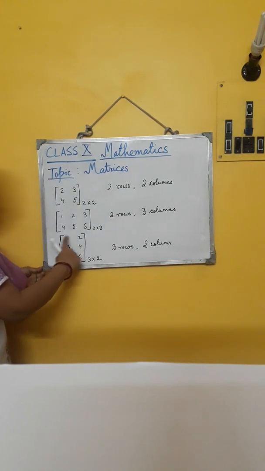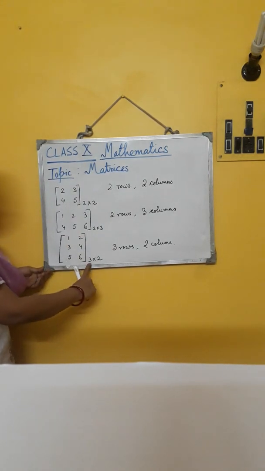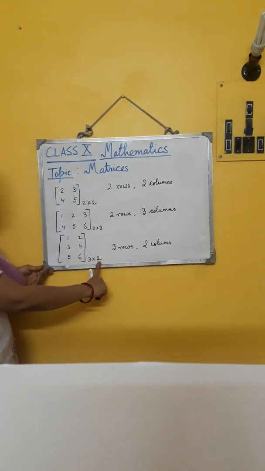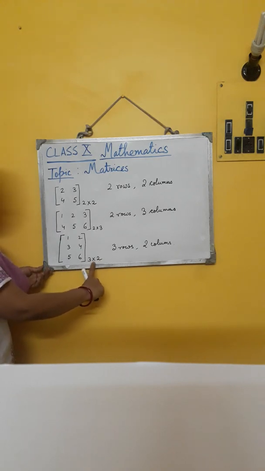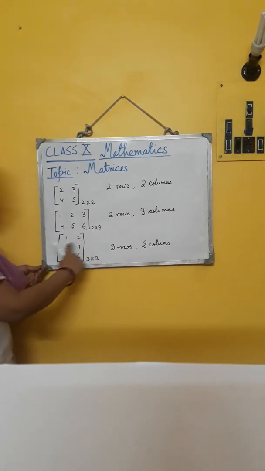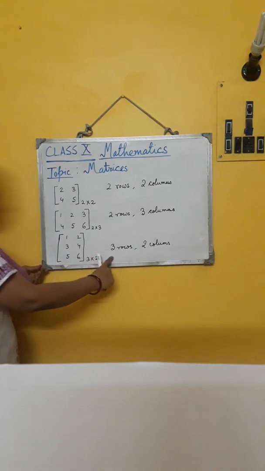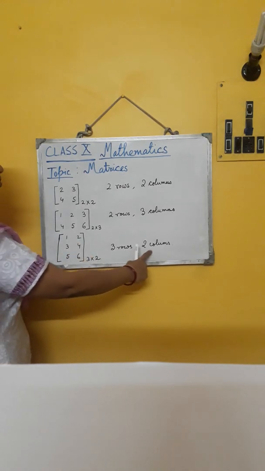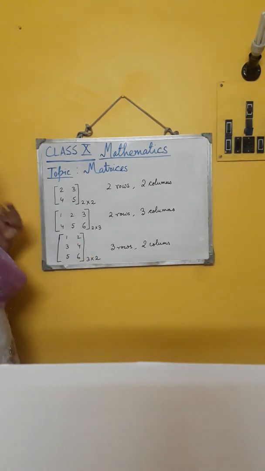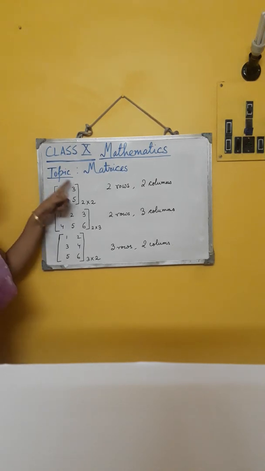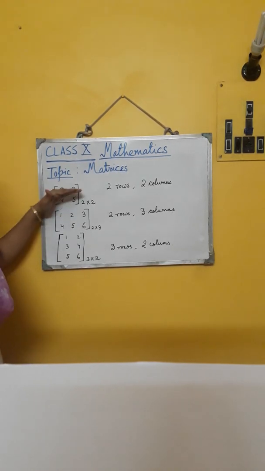Next one we see 1, 2, 3. That is 3 rows. You can see I have written 3 cross 2. That means the order of the matrix is 3 cross 2: 3 rows and 2 columns. So this is the arrangement of numbers in a rectangular way, with horizontal and vertical lines. That is in the form of matrices.